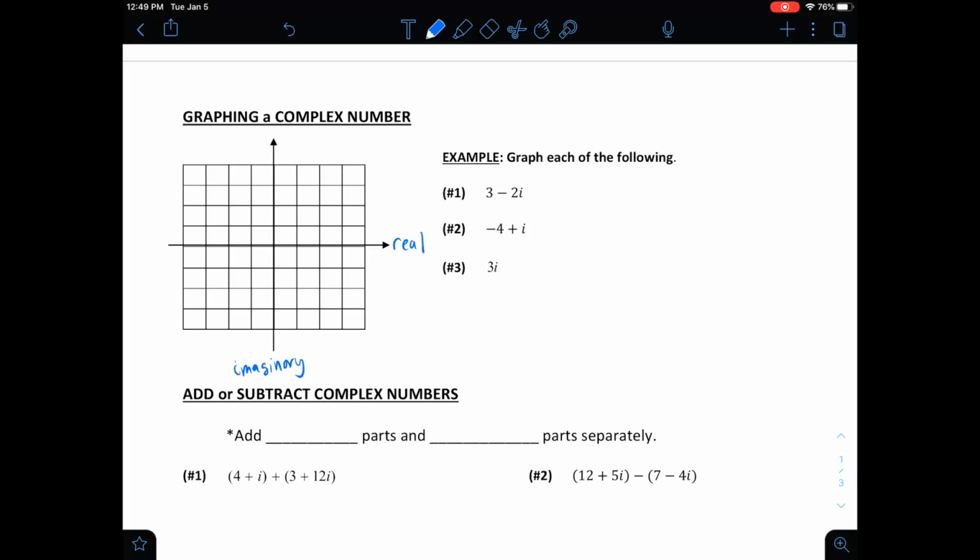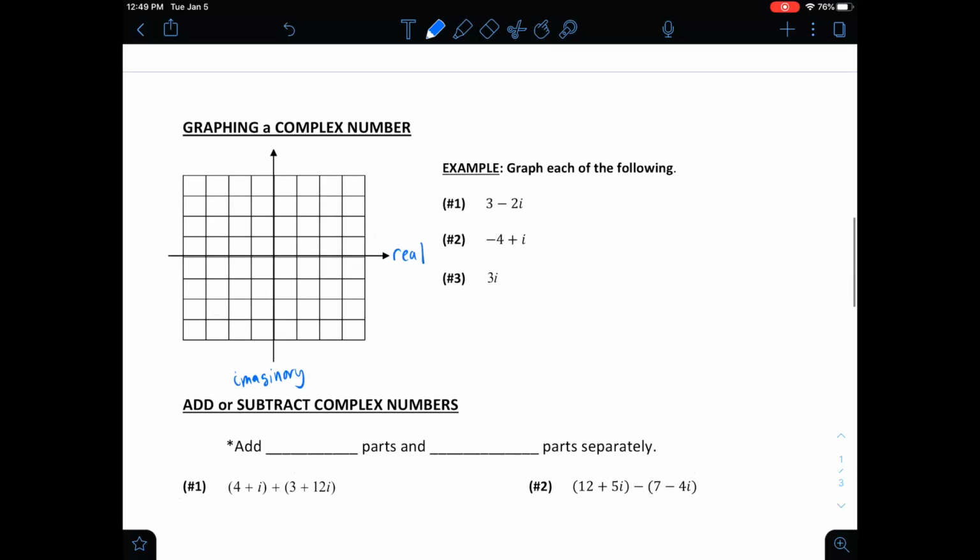Okay? So we have 3 minus 2i, negative 4 plus i, and 3i. You're going to treat this like it's x and y, basically. So the real numbers are going to be x, and the imaginary numbers are going to be y. So we have 3 minus 2i, which is like graphing the point 3, negative 2. We're going to graph the point 3, negative 2. That's going to represent 3 minus 2i. So we go right 3, and we go down 2. On the complex number plane, this would be 3 minus 2i. That'd be the point right there.